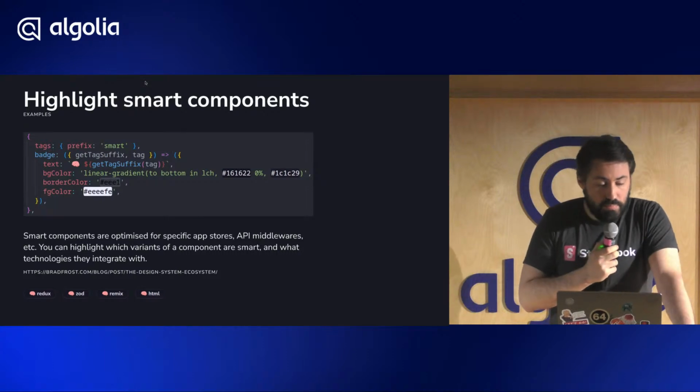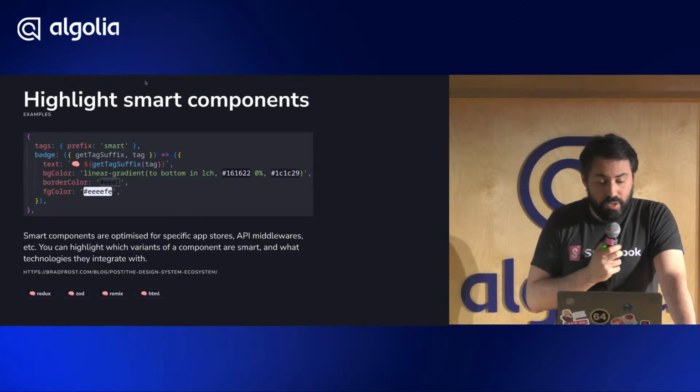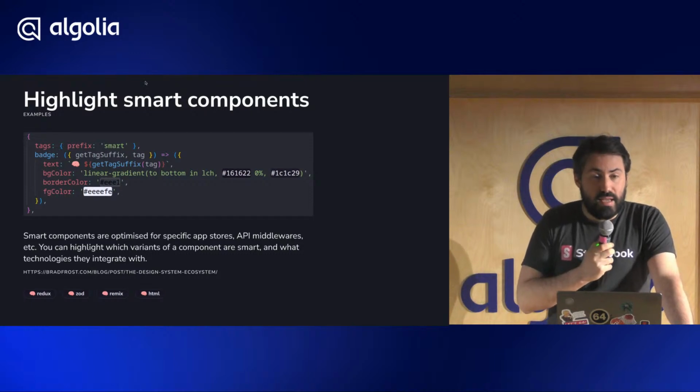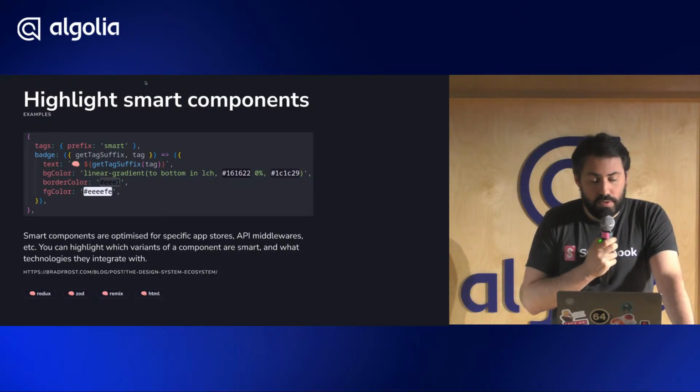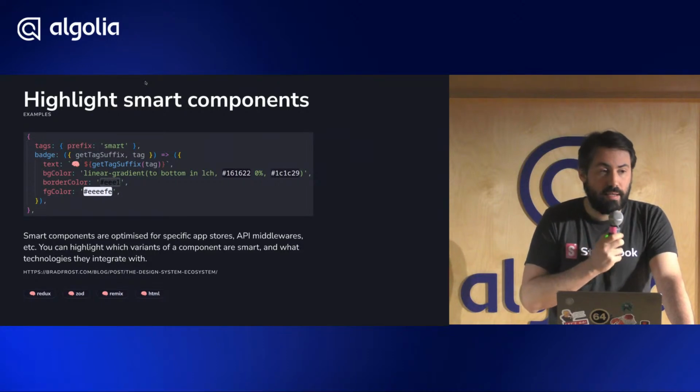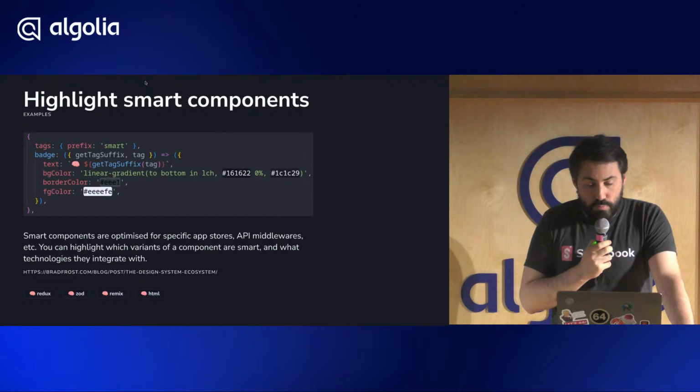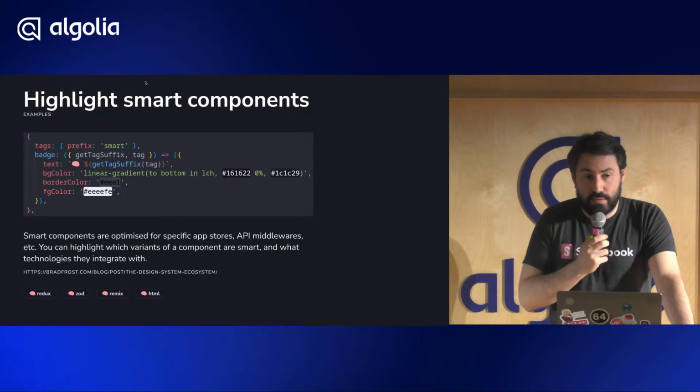There's also another concept that is quite interesting, introduced by Brad Frost, called smart components, that basically is, I would say, variants or specializations of a component that are designed to integrate with a specific backend or API middleware. For instance, if you're building a React form, you might want your form to interact with a Redux store or maybe with a Remix action. And this is also something that you can highlight in your content. You can highlight that you have a specific variant for a specific backend.